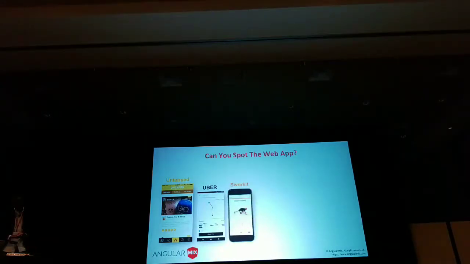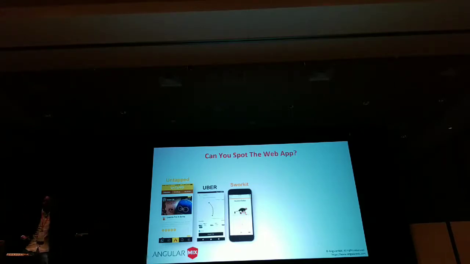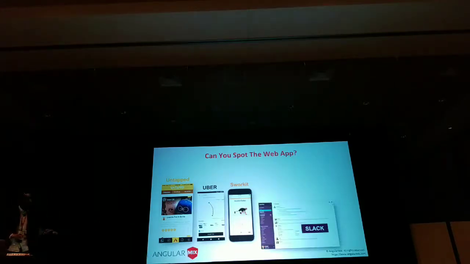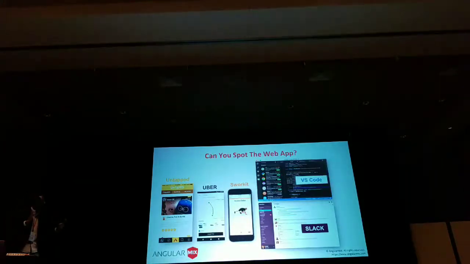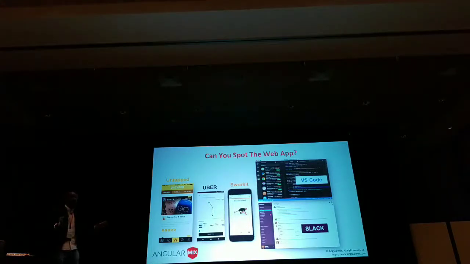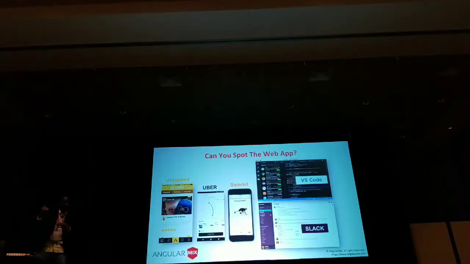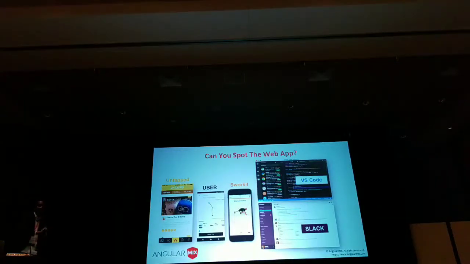Now the third one is Swartkid. Any fans of Swartkid in the house? Great. And the fourth one is Slack, like the web application Slack. And the fifth one is Visual Studio Code. So I need you to spot the web application. You can enter multiple answers as well. I'm going to give you 20 seconds to do that.